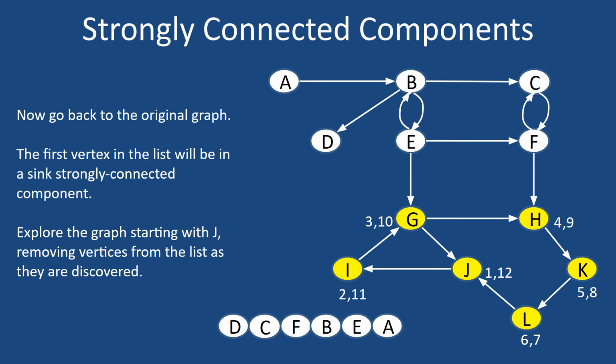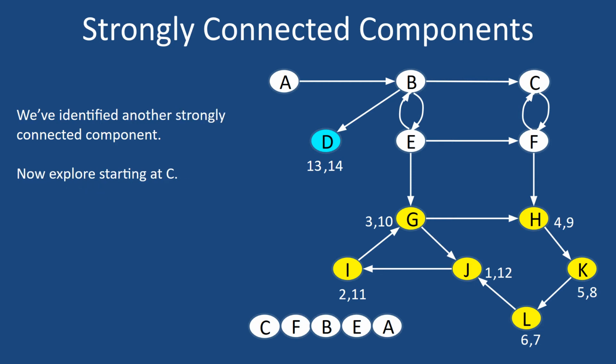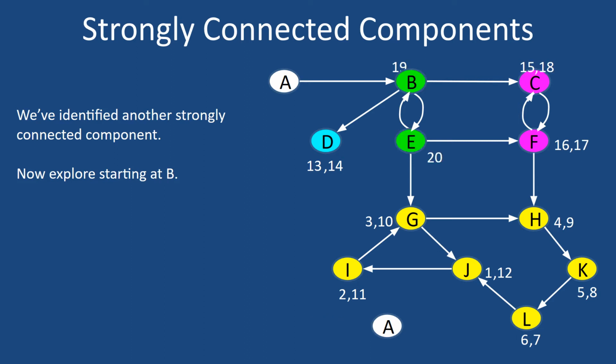We're guaranteed, after we've gotten rid of all those yellow vertices, that the first vertex will be in a meta sink of what's left. So we go to D, and we've identified that strongly connected component. Now, it says to restart at C. So we go to C, and we're done with that. Then it says start at B. We identify that, and then it tells us A. And we pick them all off like that.